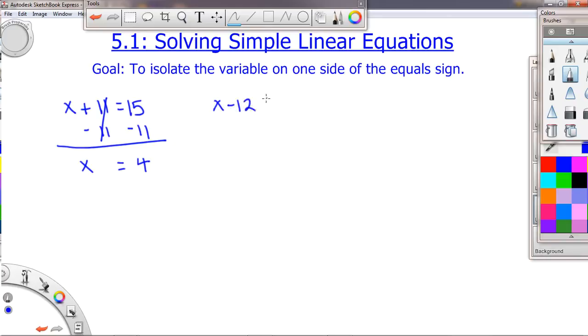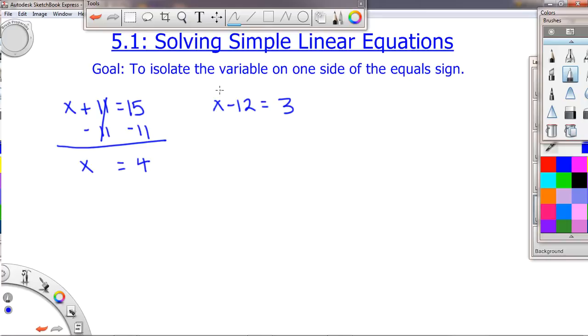X minus 12 equals 3. Okay, so what we're going to do here, and also when we move on, for this section, we're only going to be using x as our variable. But later on, you'll see things with a's, b's, c's. You'll see all sorts of levels of variables.